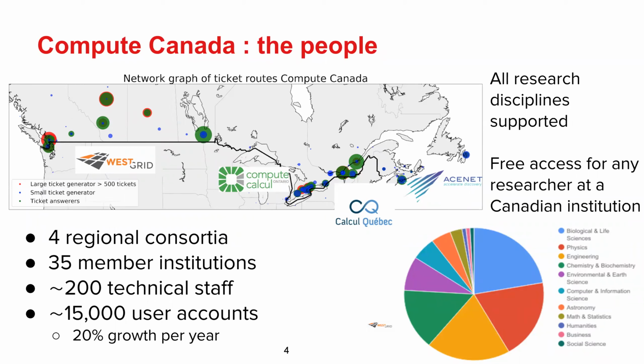There's 35 member institutions, so those are big universities across the country, about 200 technical staff, about 15,000 users, and of course, I suppose it's the same thing on the south side of the border, but there's a lot of growth every year. So the landscape is expanding.